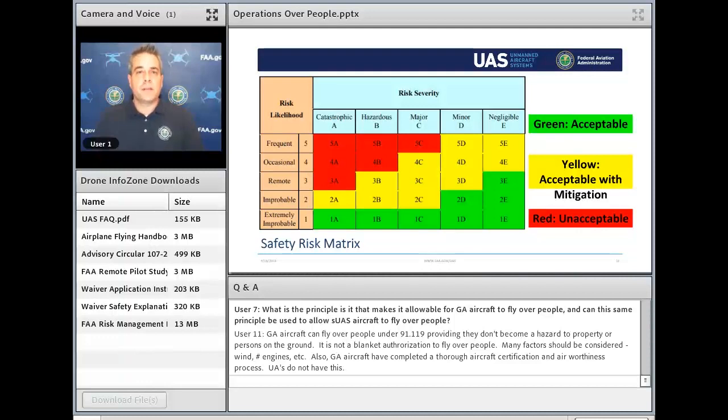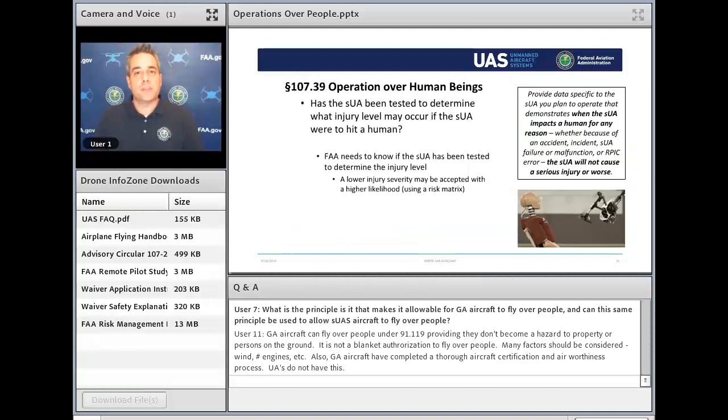For example, if the likelihood of you hitting somebody is relatively occasional or maybe remote, but the severity of injury is going to be negligible, you may end up in a green acceptable risk area. Or let's say that the injury that your unmanned aircraft may cause would be very high on the injury scale, but the chances of it happening due to design considerations are extremely improbable. You also may end up in an acceptable risk area. So keep this graph in mind as we go through the next few slides, because I'll mention it a few different times as we move along here.